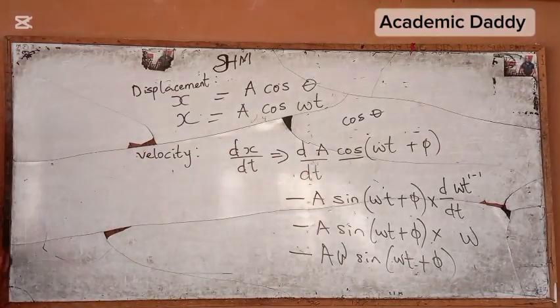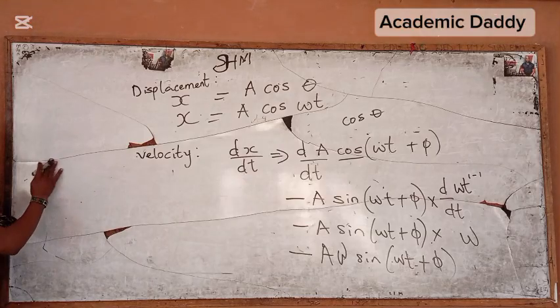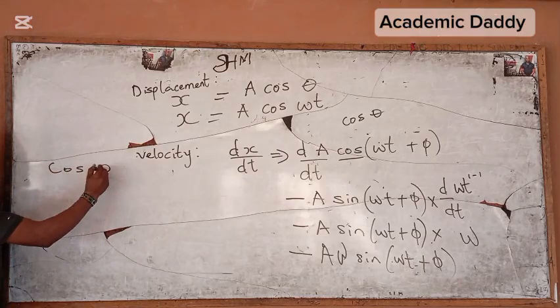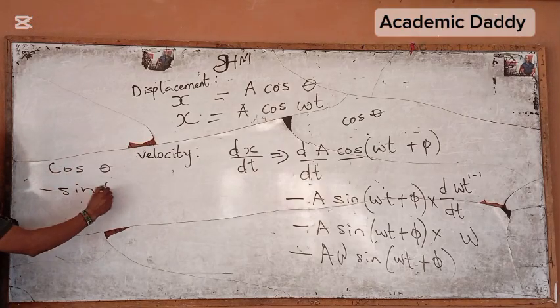Yes. Is it confusing? All right. So please see why it's confusing you. The reason why it's confusing you is because you already know that cos theta is going to be minus sin theta. Is it not true?